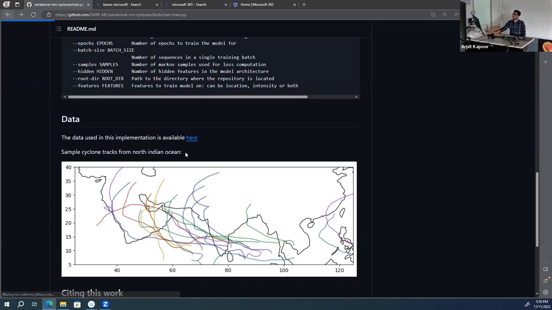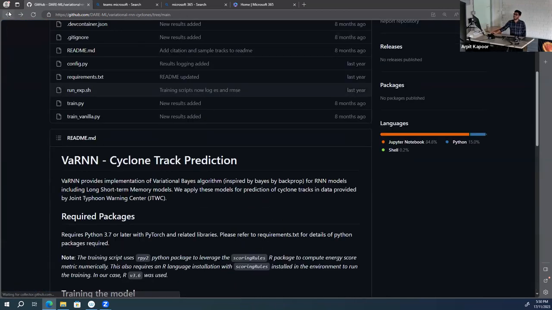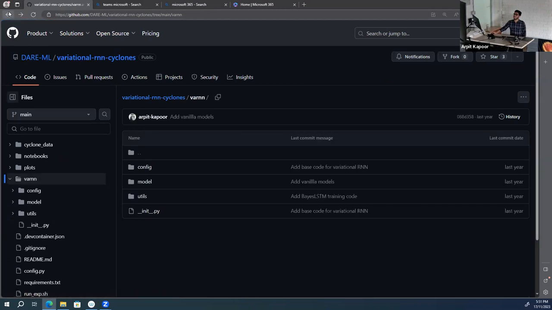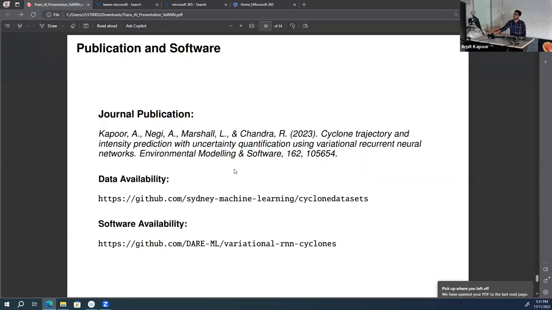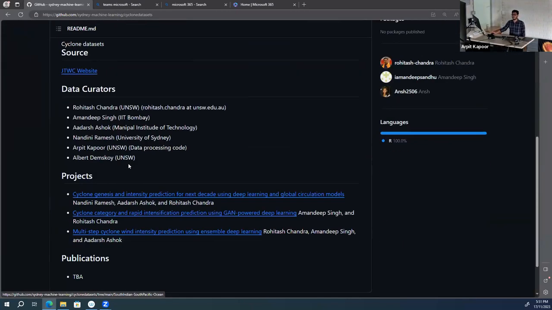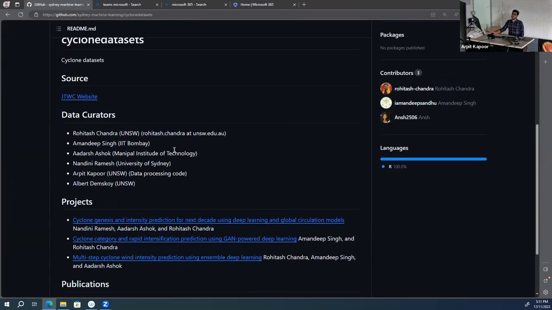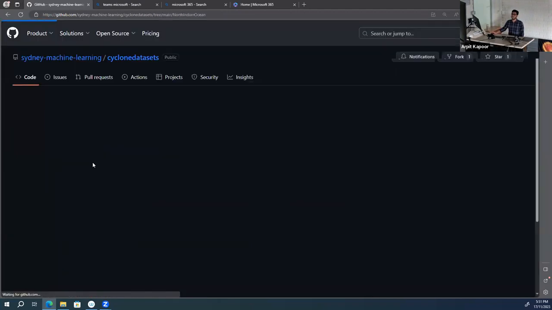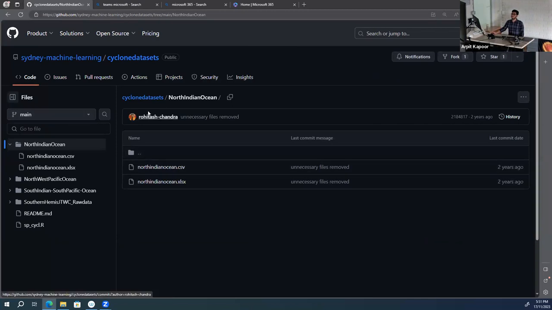And in addition to the software, we also provide the accompanying data sets that we've used. These are open source, so they can be accessed by anyone. And we have the four locations and the data stored for all these locations.